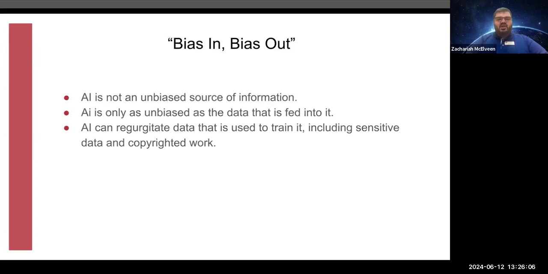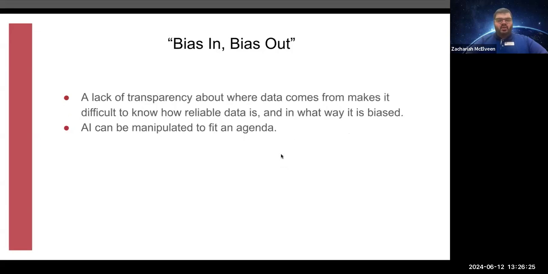As I've heard many people say, bias in, bias out. AI is only as unbiased as the information that's fed into it. If you feed an AI biased information, it's going to give you biased feedback. And so AI can regurgitate data that is used to train it, including sensitive data and copyrighted work. A lack of transparency about where data comes from makes it difficult to know how reliable data is and in what way it is biased.